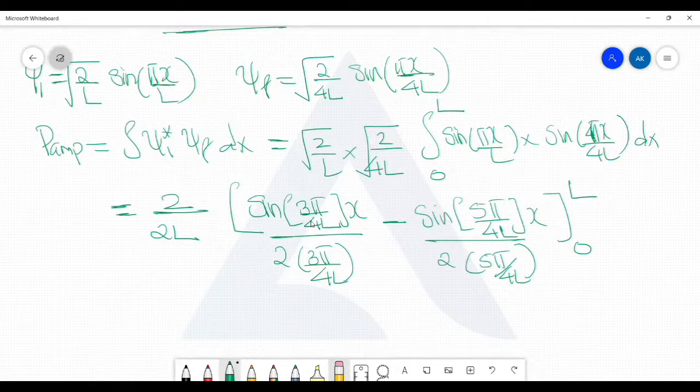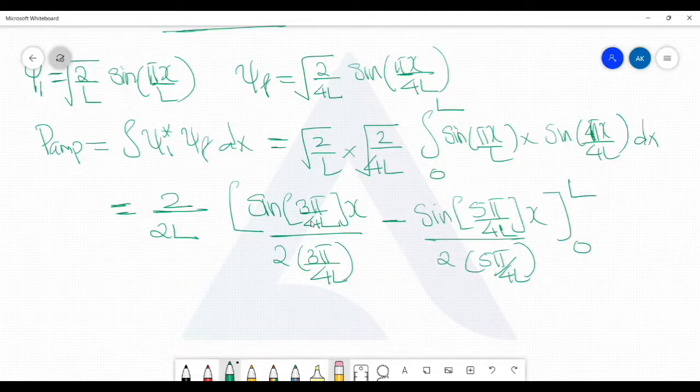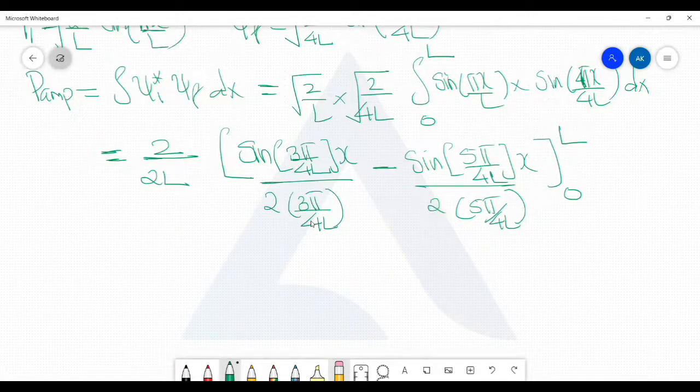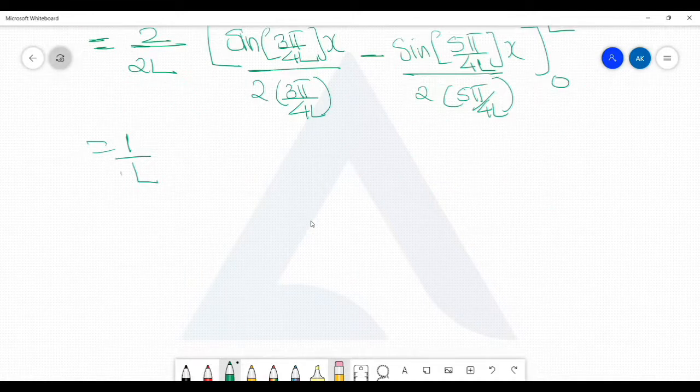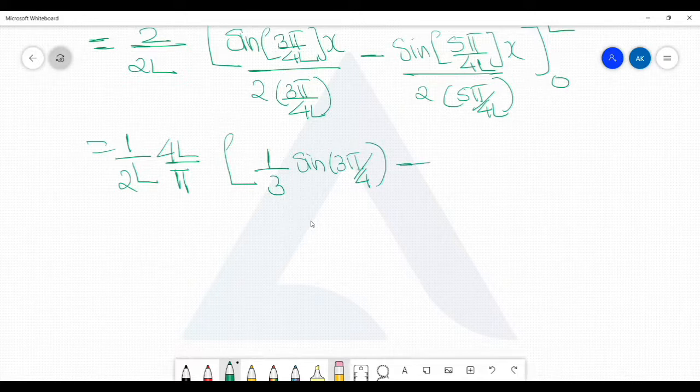Now you can take this 1 by L, you can take 4L by pi, and this 2 you can take out. So 2 comes here, 4L by pi is coming outside. The remaining is 1 by 3 here, and if you put x equal to L, sine 3 pi by 4. Minus, if you put the limit here, you have 1 by 5 on the denominator. The remaining is sine 5 pi by 4.